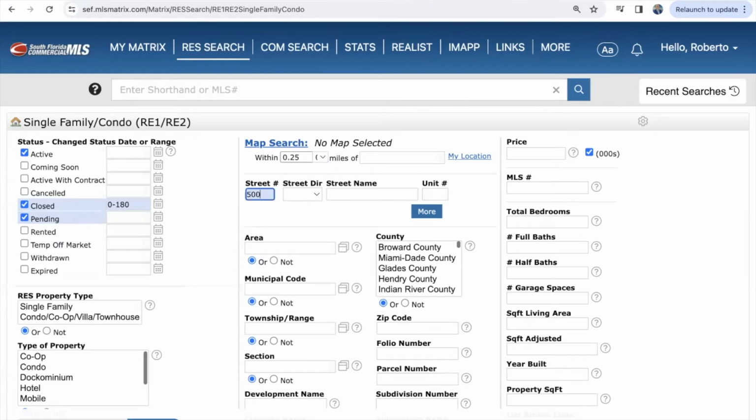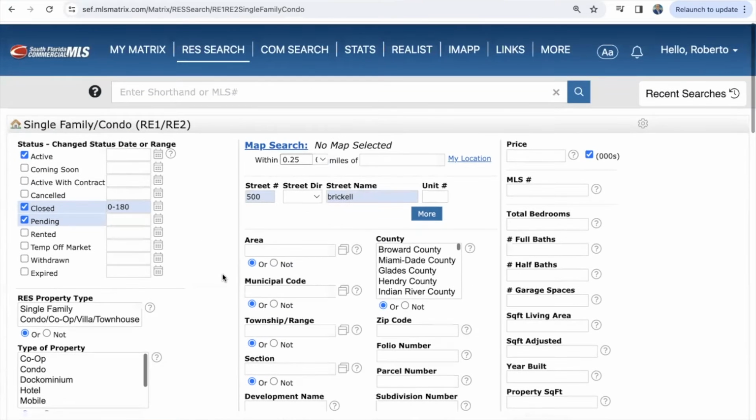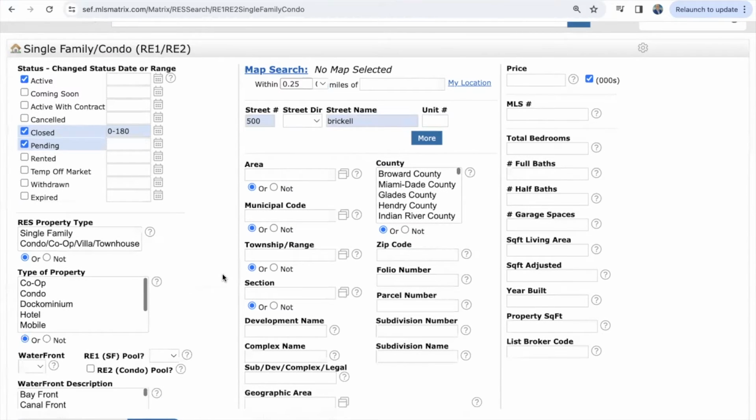So for that, you're going to come here to where it says street number, street direction, and street name, and you're going to put in the building address. We're going to put in 500, street name, Brickell. This is 500 Brickell Avenue. Do not put a unit number. You don't want to pull up one property. You want to pull up every single property that shows up at 500 Brickell. Now, let's say the subject property is a 2-bedroom, 2-bathroom. Then come here to the bedrooms and put in 2, and go to the bathrooms and put in 2. We are now looking at 10 matches.